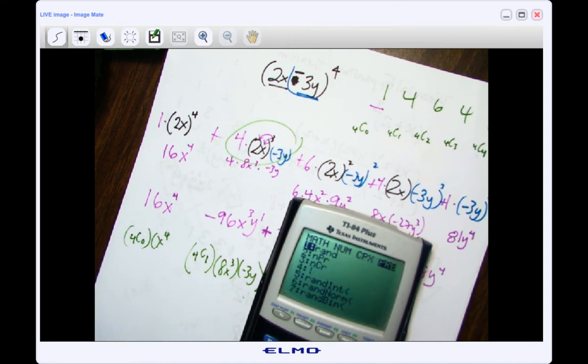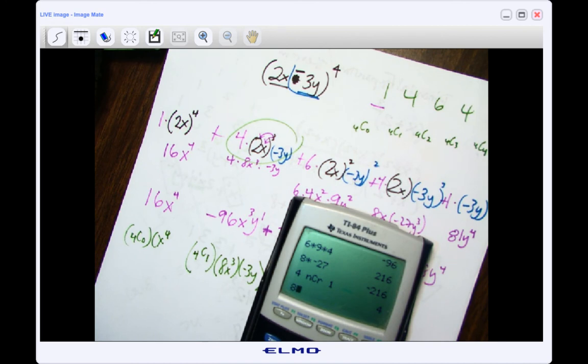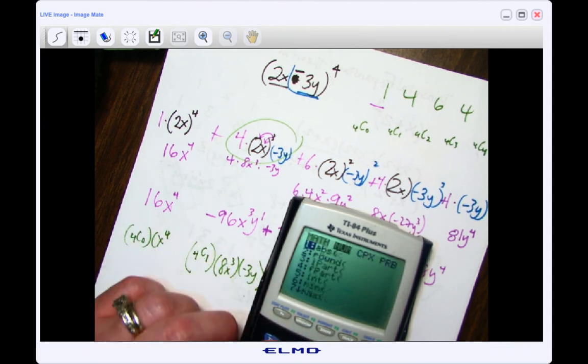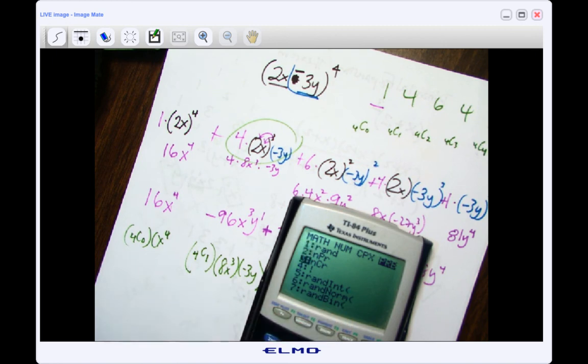So it's 4 choose 1 times 8. I meant to hit times and I hit the wrong button. I'm always messing it up. That's what I mean. To me, it's easier just to do it by hand because I always screw up the calculator somehow. So times 8 times negative 3. And there you go. I get my negative 96. Okay? So there you go. That's how you do out your binomial expansion.